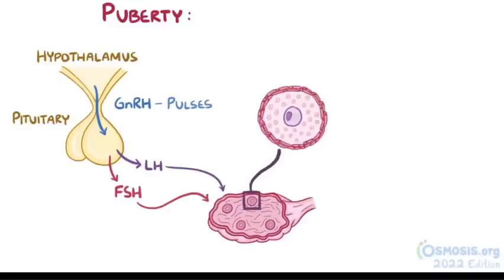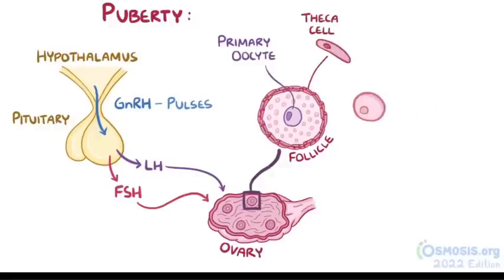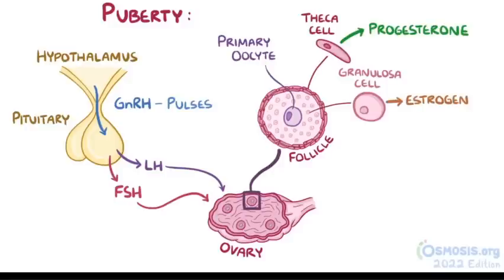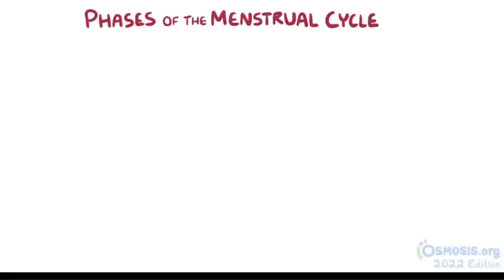The ovarian follicles are scattered throughout the ovaries, and each ovarian follicle is made up of a ring of follicular cells surrounding a primary oocyte at its core. As the ovarian follicles develop, the follicular cells differentiate into theca cells and granulosa cells, which both play a role in the synthesis of progesterone and estrogen. How much of these hormones is secreted is directly related to the phases of the female menstrual cycle.